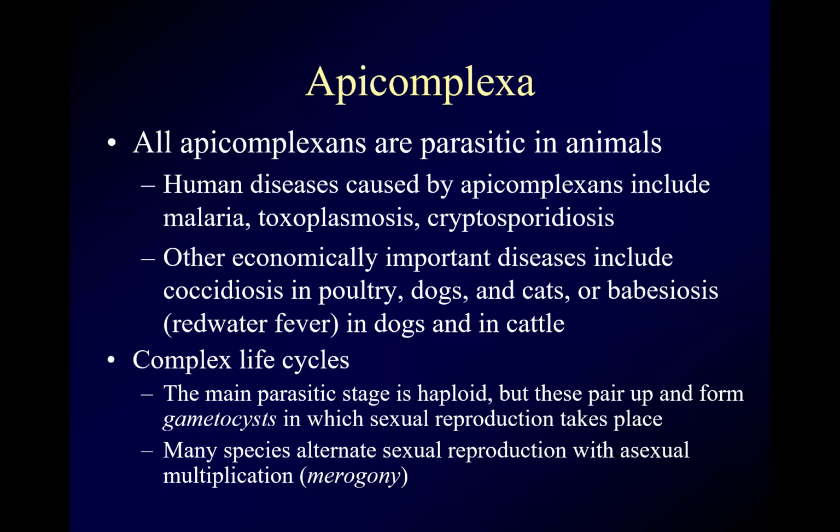Okay, a lot of parasites may be anatomically simple, but the life cycle can get pretty complicated. There may be a lot of different stages that the organism goes through. The main parasitic stage is haploid. Most of the life cycle is spent haploid, but haploid cells will pair up and form gametocysts. And within the gametocyst, the haploid cells will divide into gametes. The gametes will pair up.